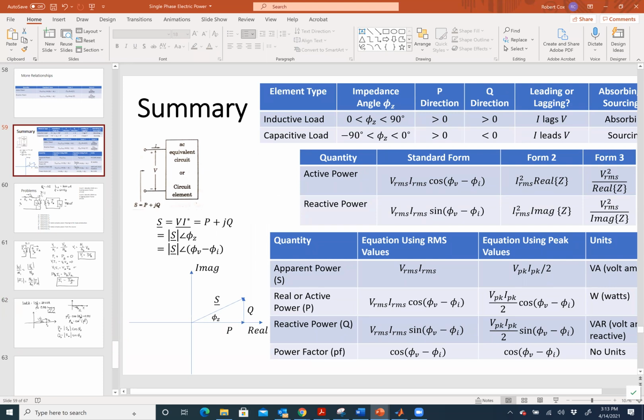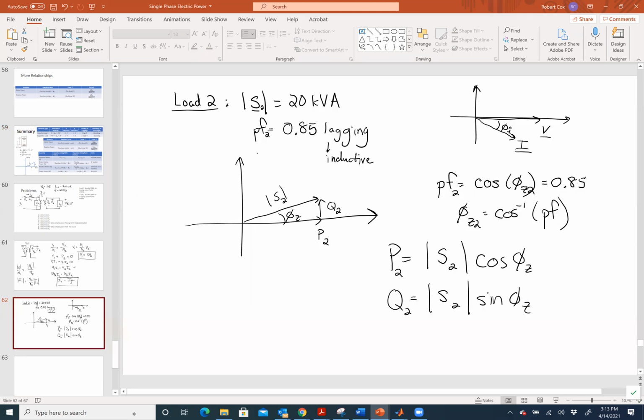Now, the one thing is the magnitudes. I guess I didn't write it as magnitude of S, but you can extrapolate that, hopefully. So that's my S2. If I want to figure out what my complex power vector is, my complex power vector would be S2 equals P2 plus jQ2. That's my complex power vector now.